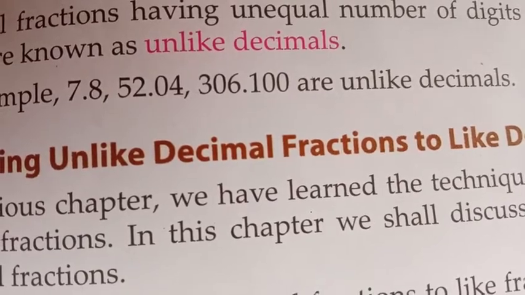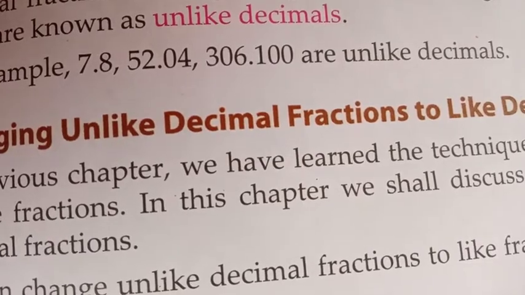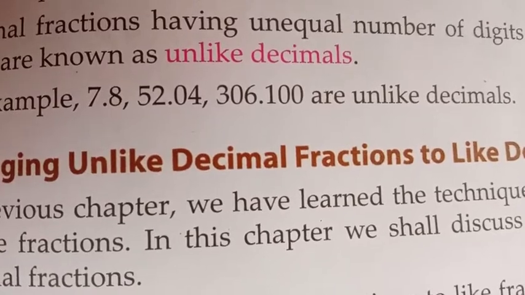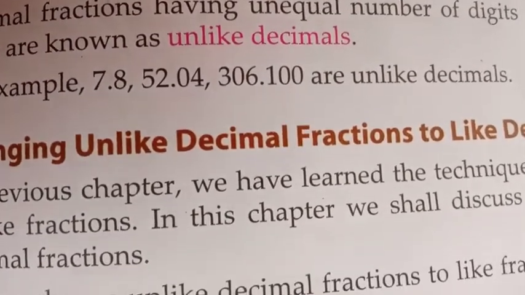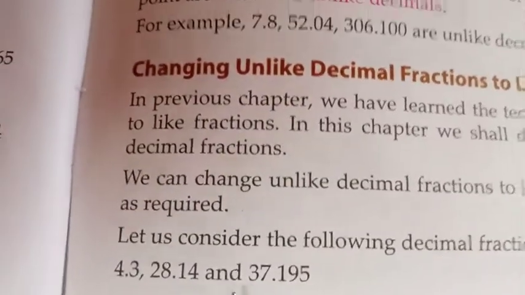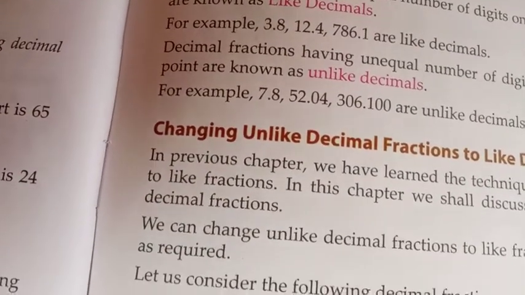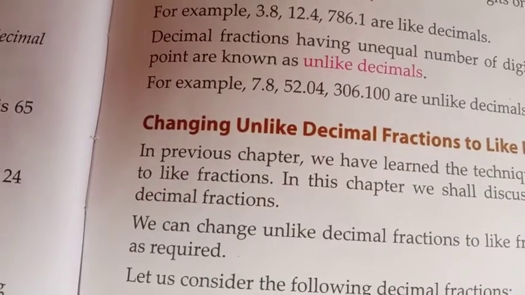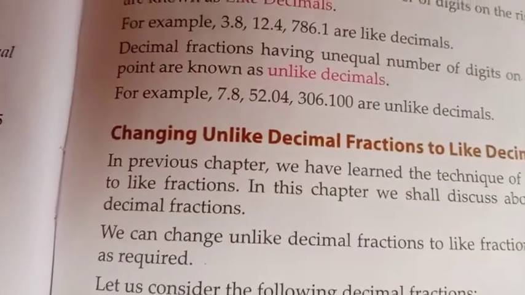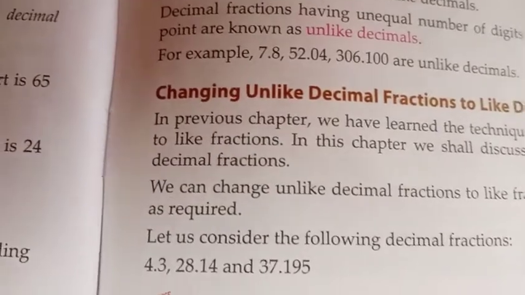Let us consider the following decimal fractions: 4.3, 28.14 and 37.195. If you consider these three decimal fractions, they have an unequal number of digits on the right side of the decimal point. So this is an example of an unlike decimal fraction. How do you convert it to like decimal fractions? In this case you have to use the concept of the equivalent decimal.